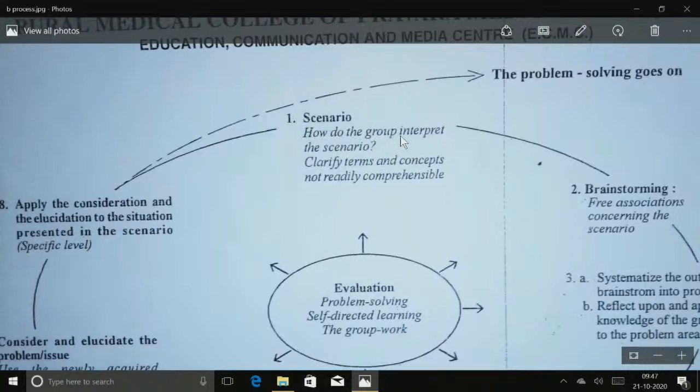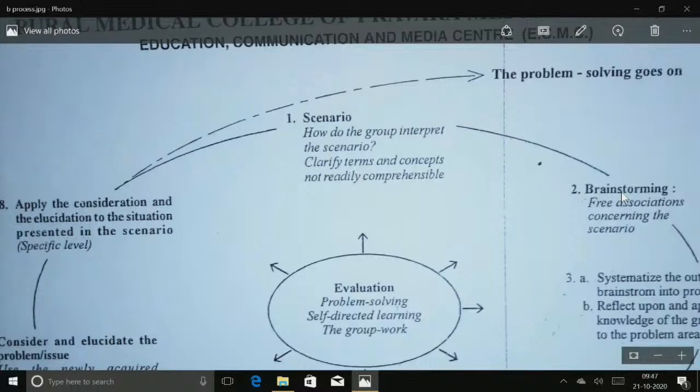How does the group interpret the scenario? After giving that scenario, what is your interpretation as a group as a whole? Clarify the terms and concepts which are not readily comprehensible. That means based on your present knowledge, you might understand something and you might not understand something. So you will have to clarify those terms which you are not comprehending, find out the information regarding that, and take it down.